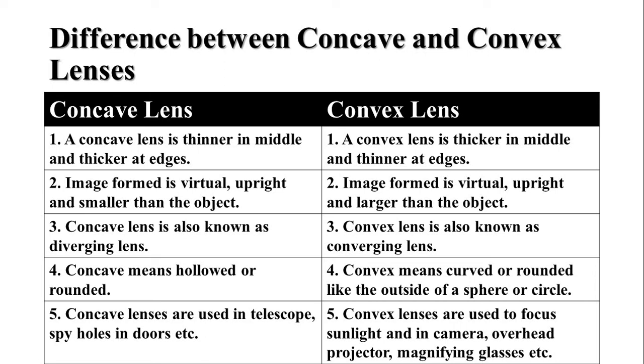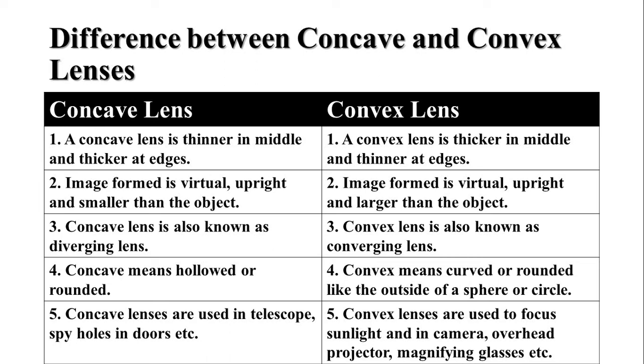First, a concave lens is thinner in the middle and thicker at its edges, while a convex lens is thicker in the middle and thinner at its edges. Second, the image formed by a concave lens is virtual, upright and smaller than the object, while the image formed by a convex lens is virtual, upright and larger than the object. Third, a concave lens is also known as a diverging lens because it diverges light rays passing through it, while a convex lens is known as a converging lens because it converges the light rays passing through it.